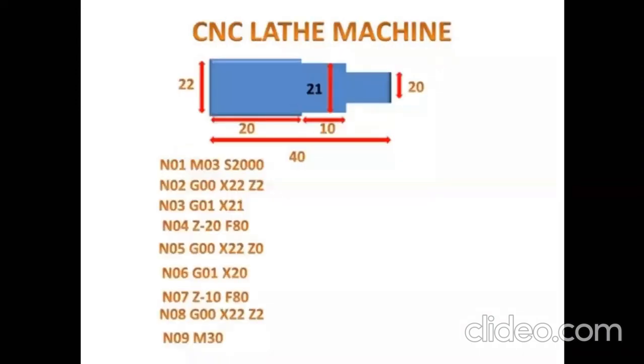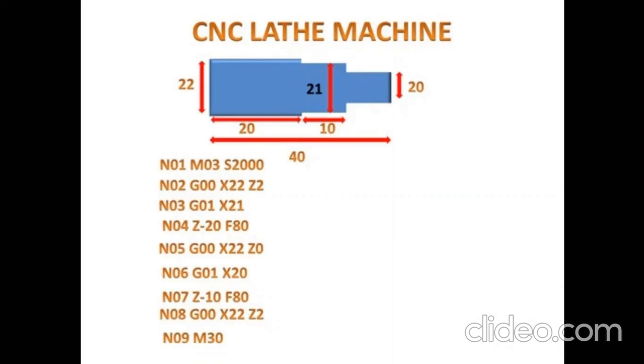In the next slide, the complete program of your CNC lathe for turning operation is mentioned. There are a total of 9 steps to convert your raw material into the finished product. Now we will go step by step. First is N01. As we discussed in the last session, N stands for sequence number or line number, which represents the first command. N02 represents the second command, so it is a sequence number.